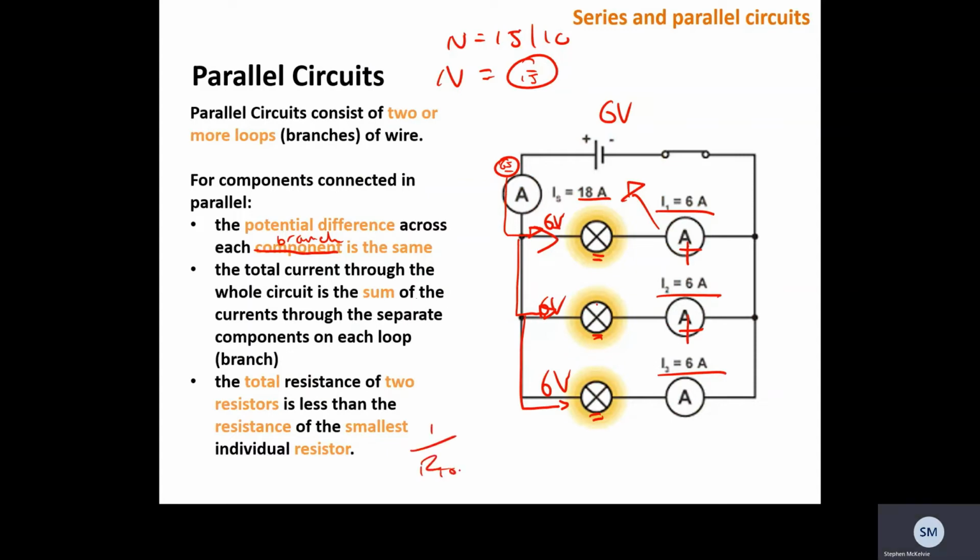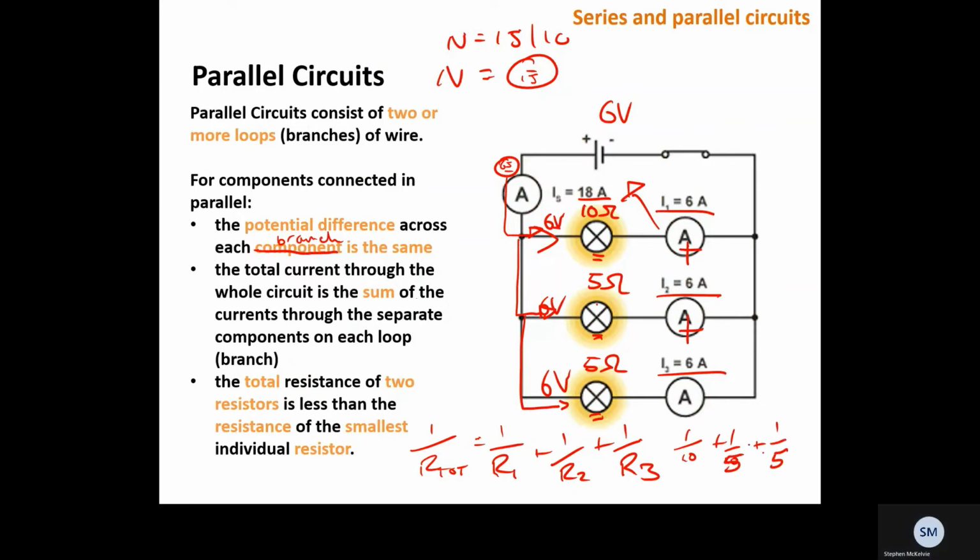1 over R total is equal to 1 over R1 plus 1 over R2 plus 1 over R3. So let us say that this resistance is 10 ohms. It isn't right, okay? It's not matching up the numbers. It doesn't really matter. And this is 5 ohms. If I wanted to find the total resistance, I would do 1 over 10 plus 1 over 10 plus 1 over 10 plus 1 over 5 plus 1 over 5. So that'll be 1 over R total is equal to 1 over 10, so it's 2 over 5, 5 over 10. Invert and multiply. Total resistance will equal 2.